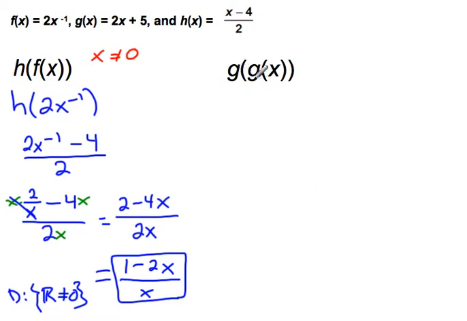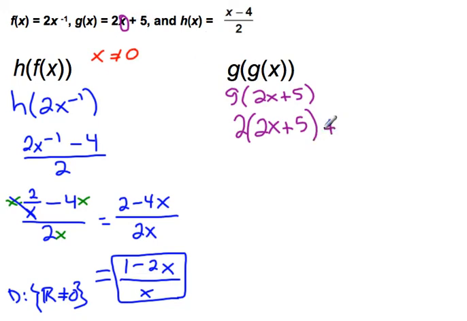We've got g of g of x. To start out with, I'm going to replace g of x with 2x plus 5. Okay, now I'm going to go back to g of x. I'm going to bring down the 2. I'm going to take out this x. I'm going to replace it with 2x plus 5. And then we still need to bring down the plus 5.